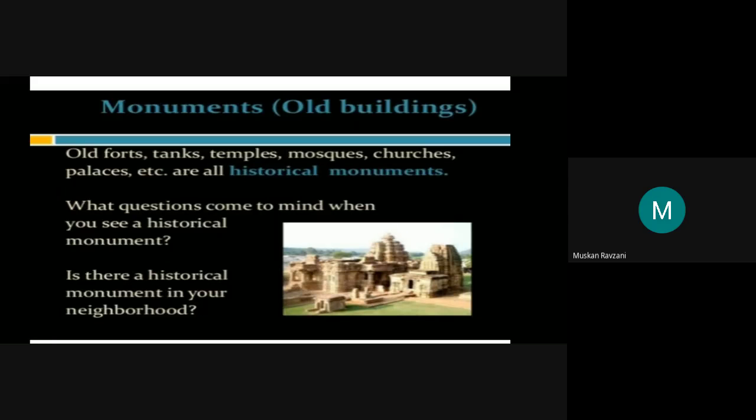Then monuments. Monuments means old buildings. Muskan, how old are you? 10 years old. Iman is how old? 11 years old. So all of you, your age is between 10 to 12 or say 13.